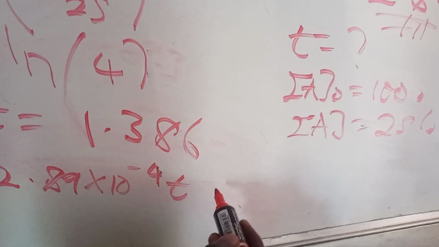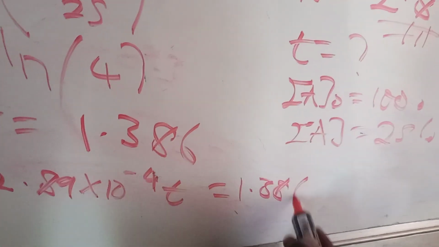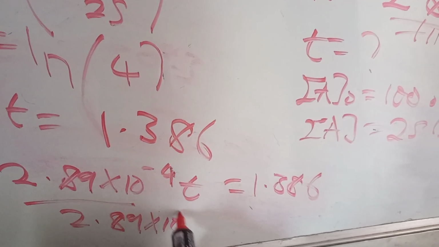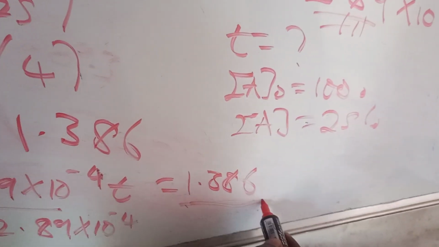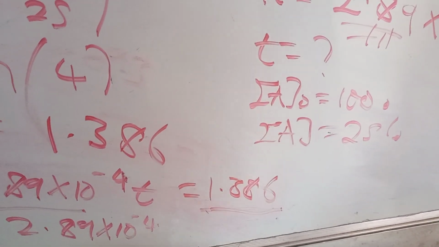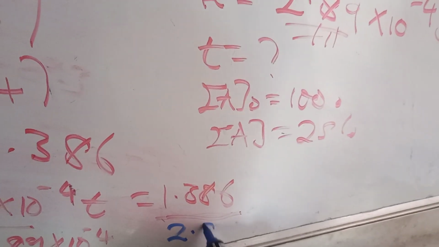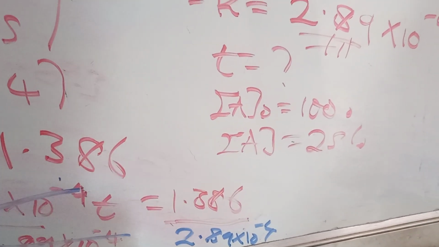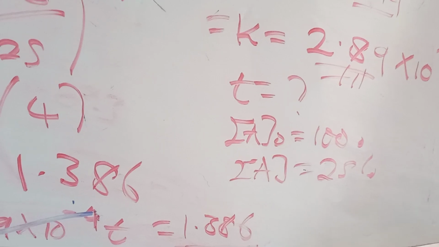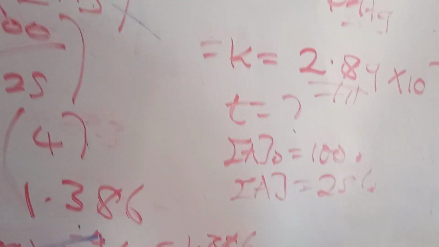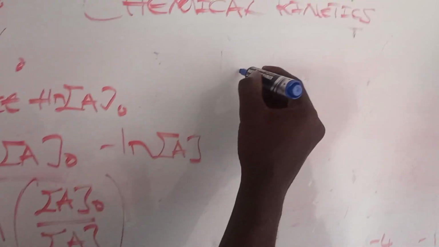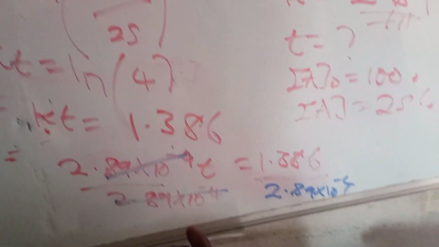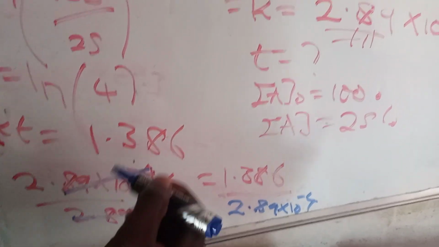T as in time is then equivalent to 1.386 divided by 2.89 times 10 exponential 4. We are dividing both sides by 2.89 times 10 exponential 4, so this one and that one go. Allow me to clear that side so that I can have space. Hence, what will be your time? Your time is equal to 1.386 divided by 2.89 times 10 raised to negative 4.